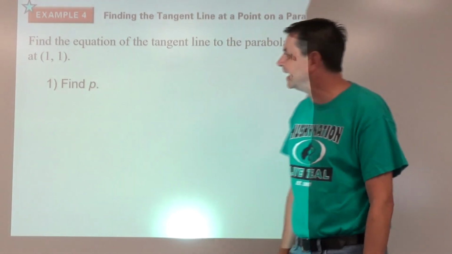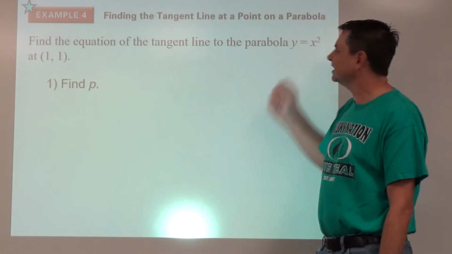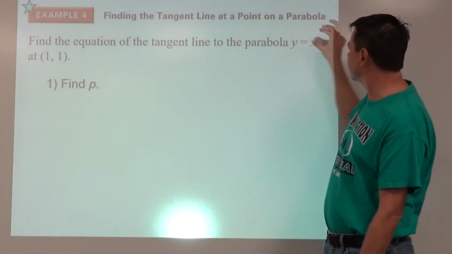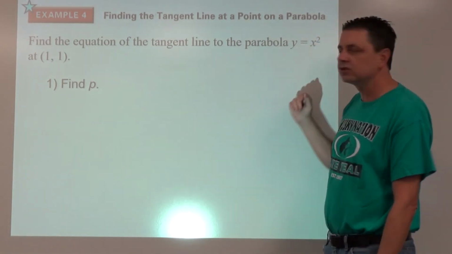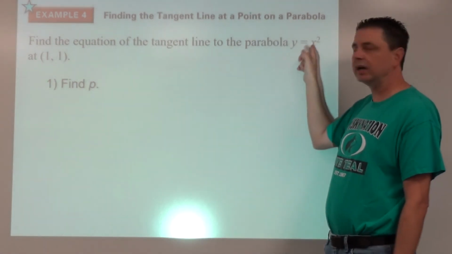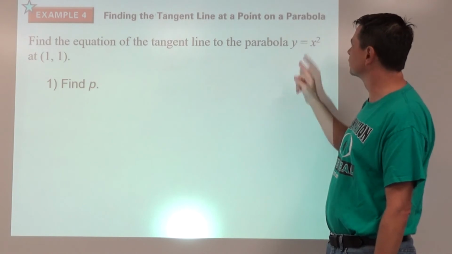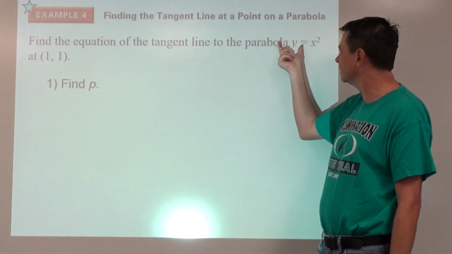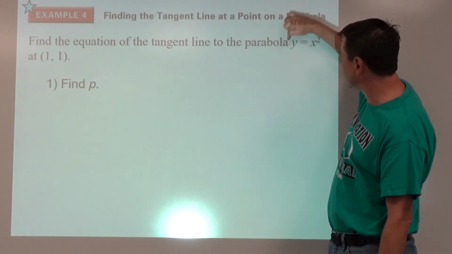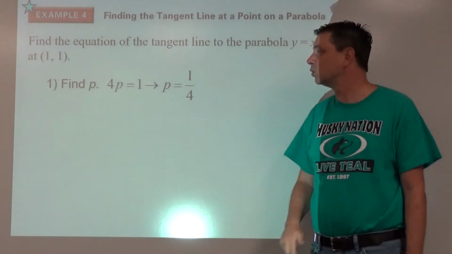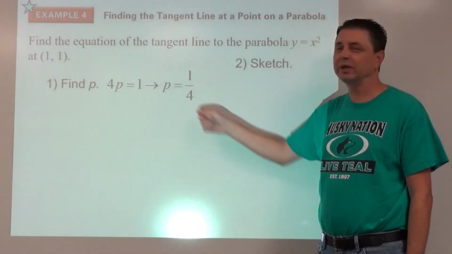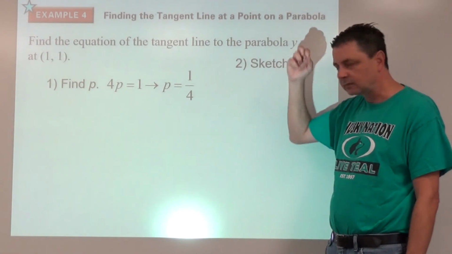Number 1, find p. Well, it's in our form, the x being squared here. Obviously this tells us the vertex is 0, 0. So x squared equals 4 times p times y. So since this is a 1y, 4p has to equal 1. So p is 1/4. Now let's sketch.